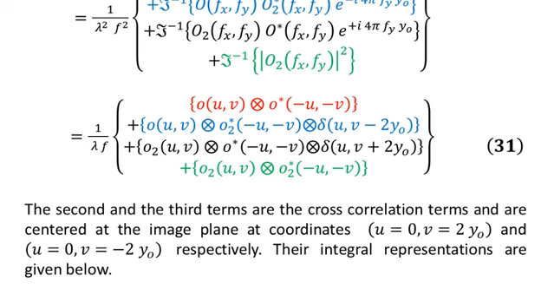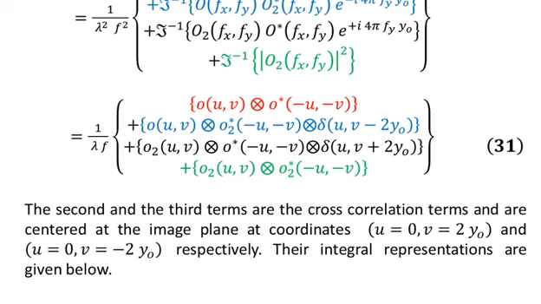The second and the third terms are the cross correlation terms, because you can notice that O is being convolved with the O2 conjugate, and similarly in the third term, O2 is being convolved with the O conjugate. So due to convolution between O and their conjugate counterparts, these are the cross correlation terms, and are centered at the image plane at u equal to 0 and v equal to 2 y naught, and the second one is centered at u equal to 0 and v equal to minus 2 y naught, as obvious from the arguments of the delta functions respectively.